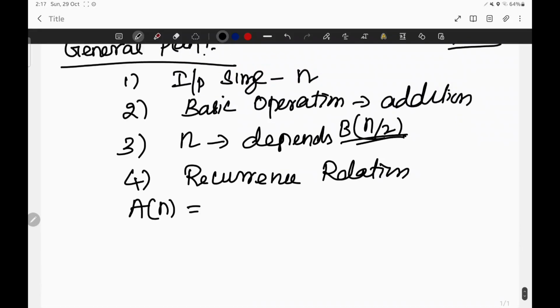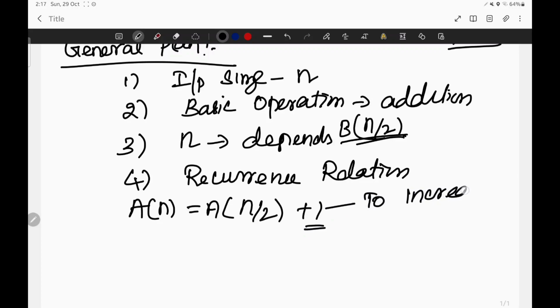So A of n by 2, n by 2 times the basic operation is performed, plus 1 to count the value. So we want to increase the count. That's why we are giving 1. We want to increase the return value, which is nothing but the count value. We are counting how many digits there are.